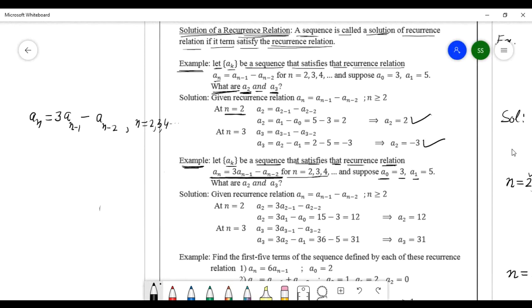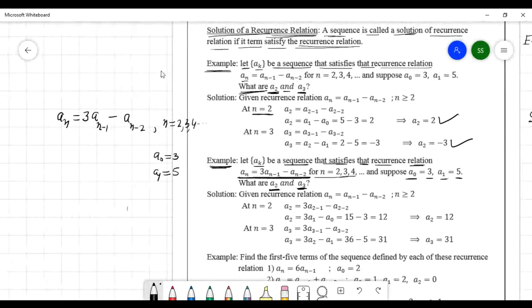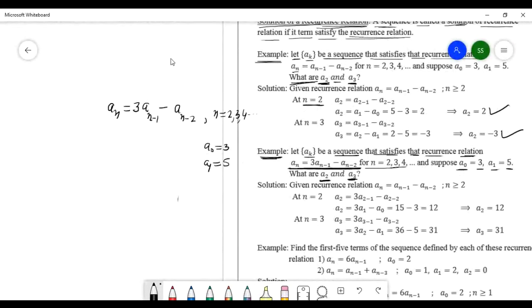And here again look here. A0 equal to 3, A1 equal to 5 is present in the question. A0 equal to 3 and A1 equal to 5 is present in the question. And you have to find again A2 and A3. Right? How to find A2 and A3? Same way here. You have to find this way, like this. n equal to 2 first. Put it in this recurrence relation.